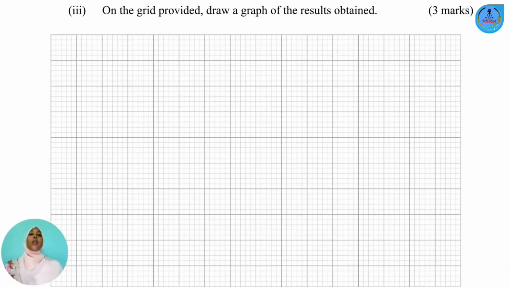Roman number 3, on the grid provided, draw a graph of the results obtained. What I will do is provide you with the graph. You can take the time, go through it, and practice drawing the graph by yourselves.